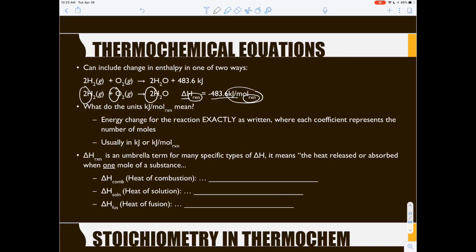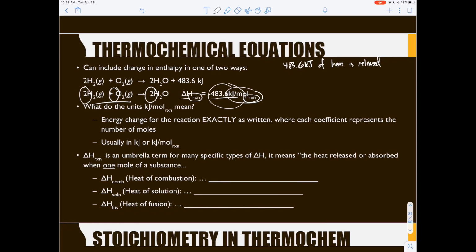So I can basically say 483.6 kilojoules of heat is released. So you're interpreting the coefficients as being like moles. Because you could have hydrogen and oxygen react and release 10,000 kilojoules if you had enough hydrogen and oxygen. So how do we standardize this number to this reaction? It's with the coefficients representing moles.